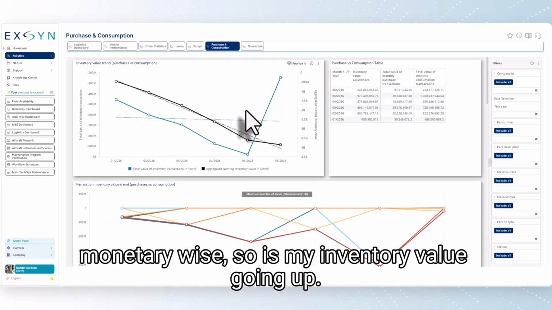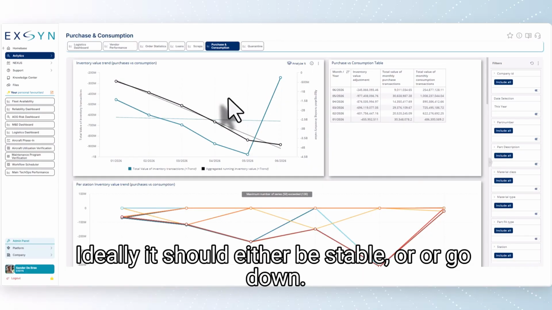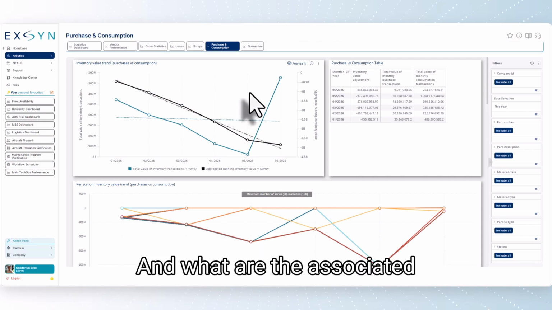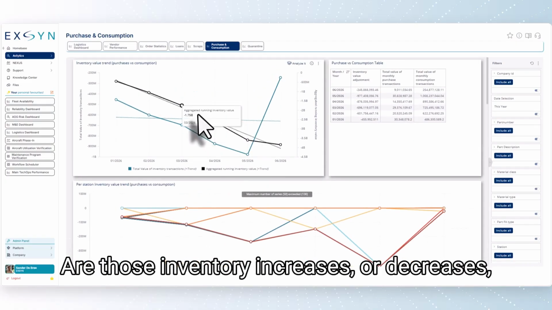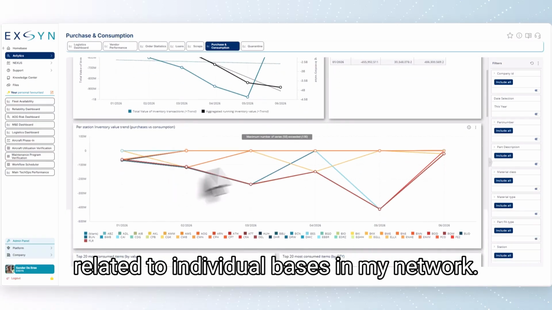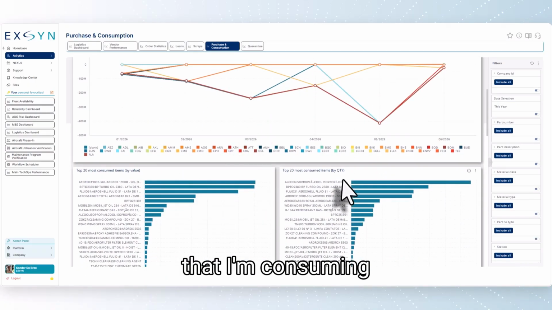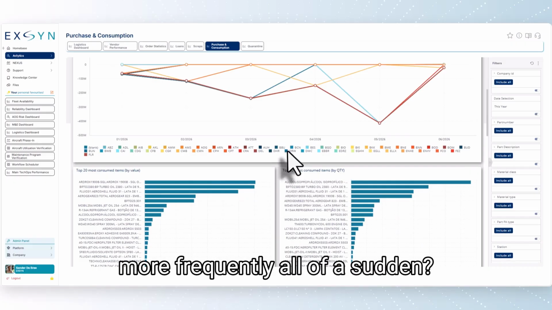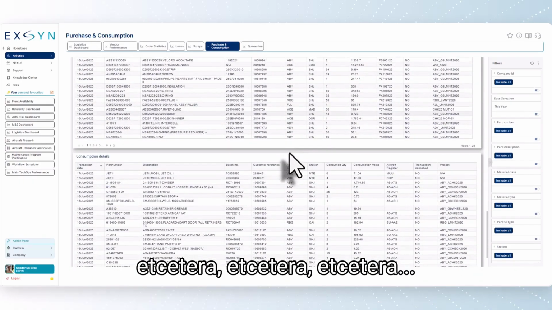So is my inventory value going up? Is my inventory value going down? Ideally, it should either be stable or go down. And what are the associated underlying trends? Are those inventory increases, decreases or stabilizations related to individual bases in my network? Are they related to individual material that I'm consuming more frequently all of a sudden? Is it related to specific aircraft in the fleet, and so on?